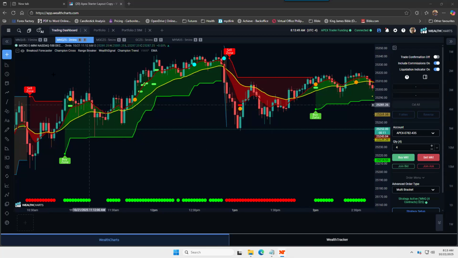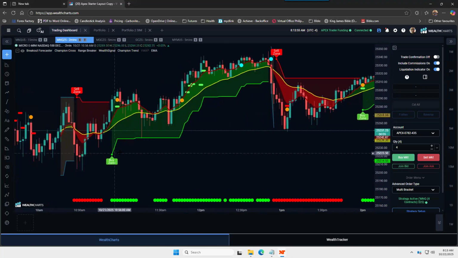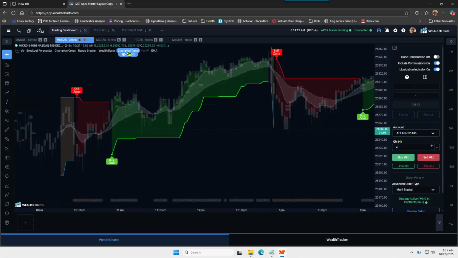I want to make sure, and this is a 2 minute chart. Doesn't matter if it's a 2 minute chart or a 5 minute chart. What I want to show here, especially for Gem, is when we have these signals. The signals you have here are usually this green line. I think this is the champion trend, right? That's it.